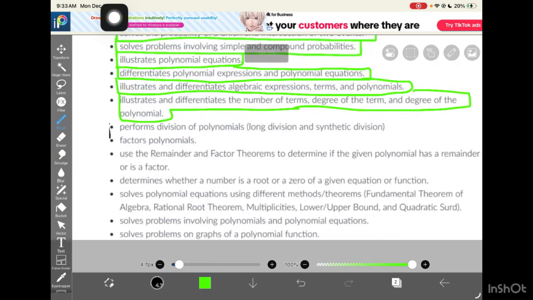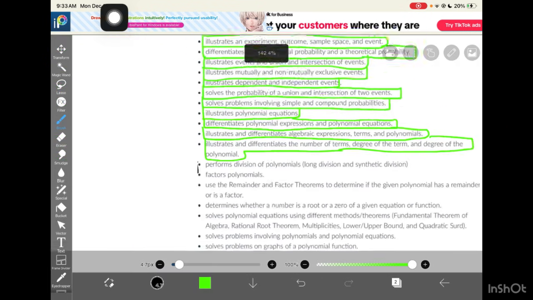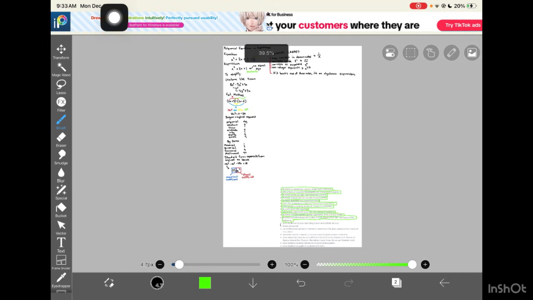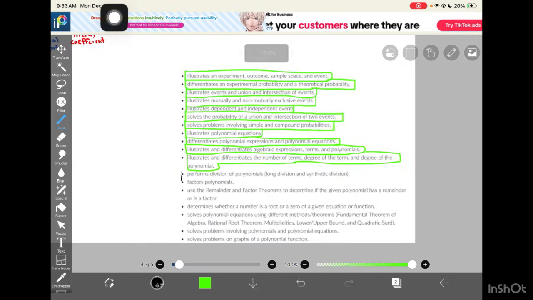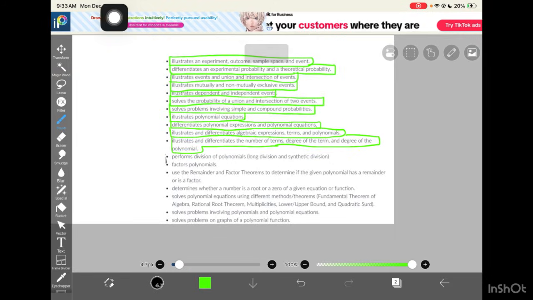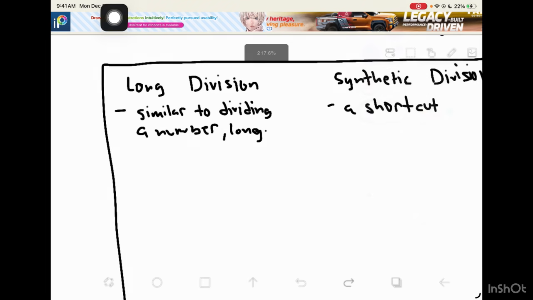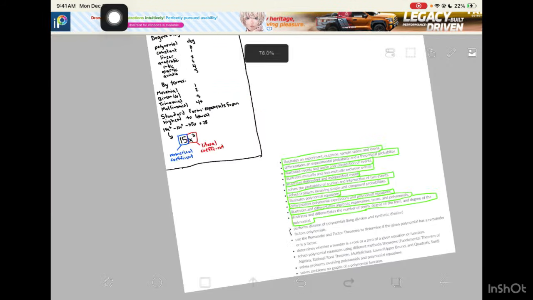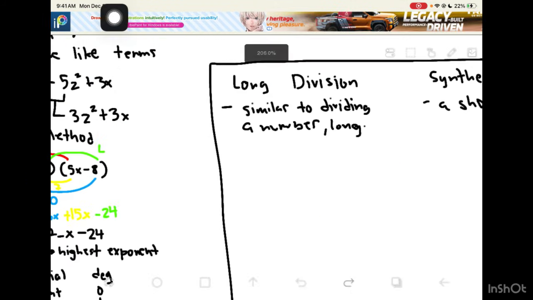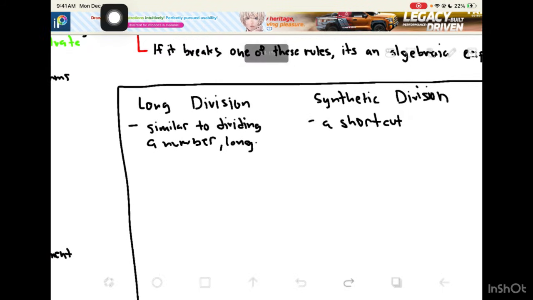Okay. Alright. So that's basically it for the explanation part. That's pretty quick. I'll now move on to the long and synthetic division. Okay, next we go to the division of polynomials. So let's get started. First we have long versus synthetic division.